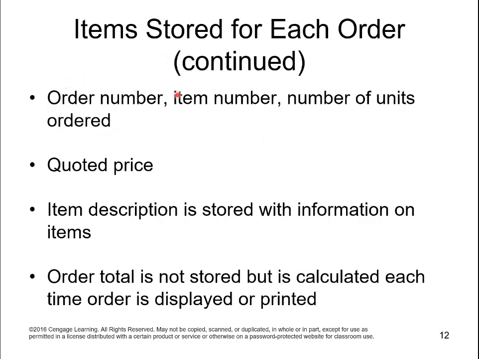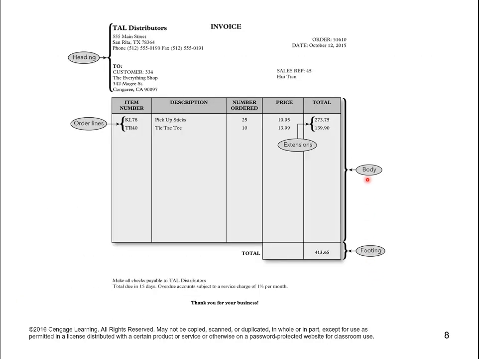We talked about order numbers and the item numbers, the number of units ordered, quoted price. An item description is stored with information on orders. The order total is not stored, but is calculated each time the order is displayed or printed. Let's take a moment to talk about that for just a brief moment. So we have all this data that we've been storing, which is the item number, the description, the number ordered, and the price. Now what you won't find typically in the data is the total.